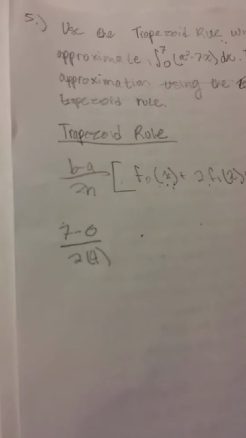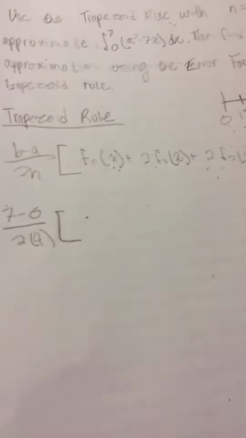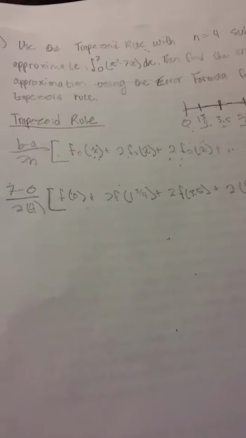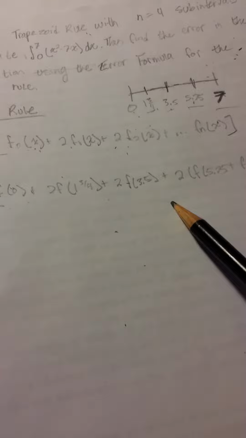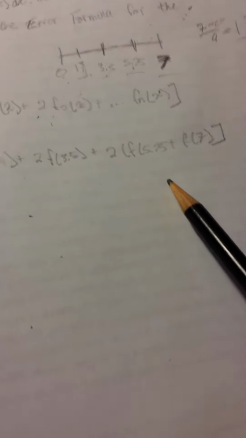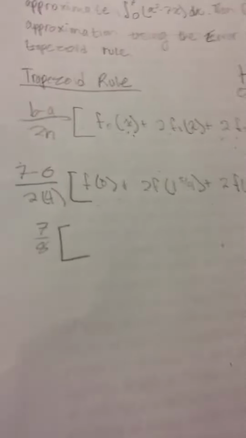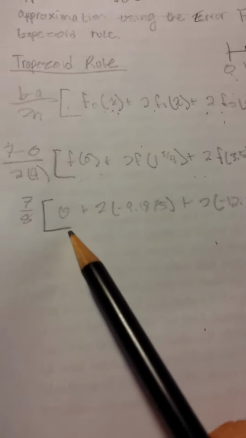So b minus a over 2n: 7 minus 0 over 2 times 4, because n is your number of subintervals. I plugged in my numbers: f of 0, 2 times f of 1.75, 2 times f of 3.5, 2 times f of 5.25, and then your f of 7, which you don't multiply by 2. So then you get 7/8 times the values you get by plugging these in.